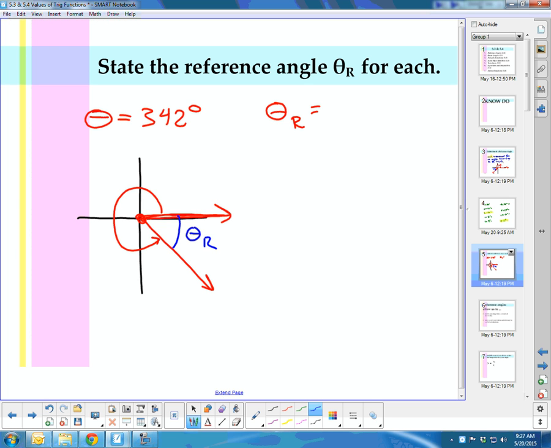So in that particular case, my calculation, I would say that if I took 360 degrees and I subtracted from it 342 degrees, I am going to get a measurement of 18 degrees. Let's see, 42, 52, good, yeah, 18 degrees. So in this particular case, theta sub r is going to be 18 degrees. And I just do some subtraction.